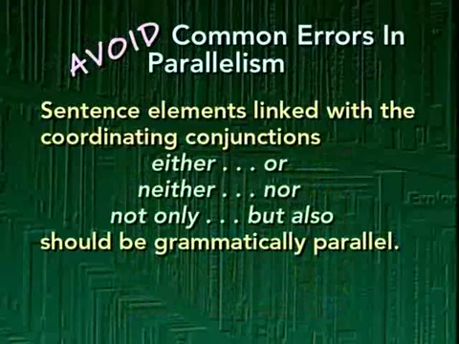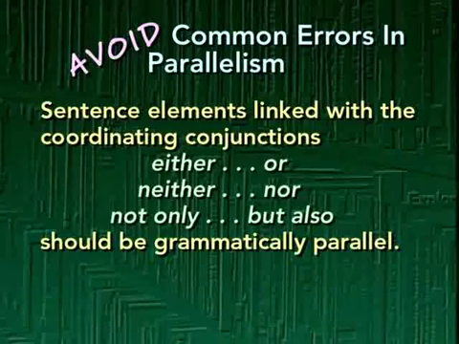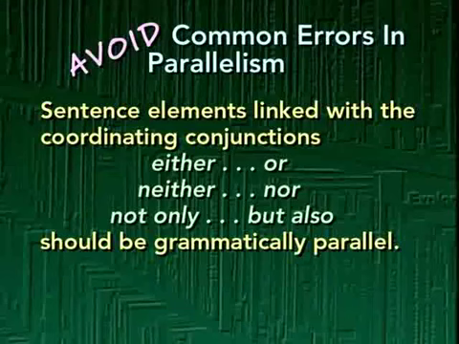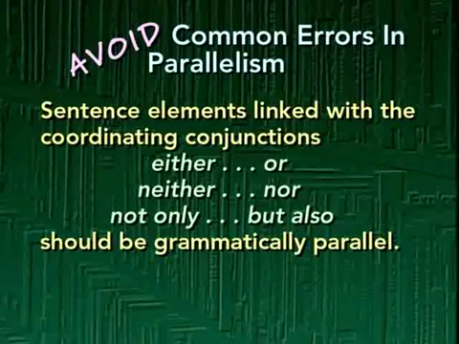Sentence elements linked with the coordinating conjunctions either/or, neither/nor, and not only/but also should be grammatically parallel. Now, you remember that conjunctions are words, usually short words, that link other things in the sentence. Sometimes they can link words, sometimes phrases, sometimes clauses. One particular type of conjunction is the coordinating conjunction, which actually consists of two words. The two words in a coordinating conjunction are always used together to link different parts of the sentence.